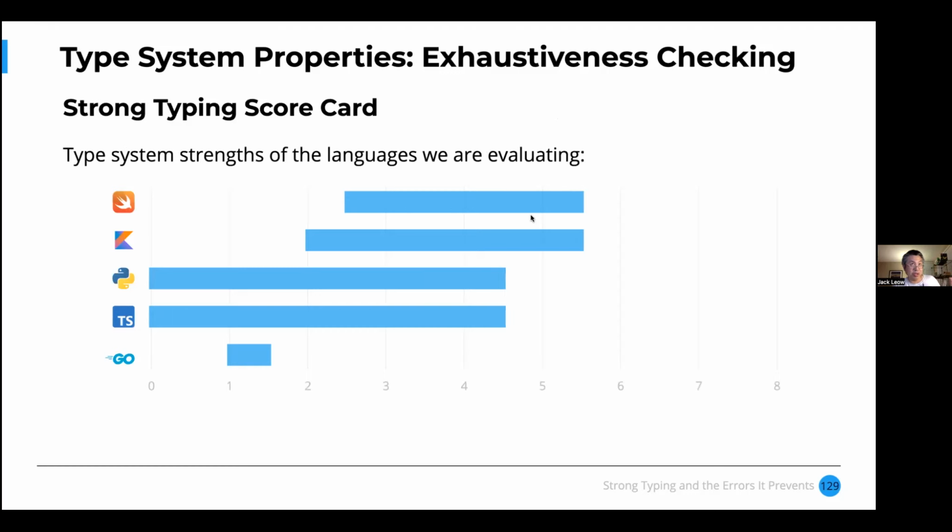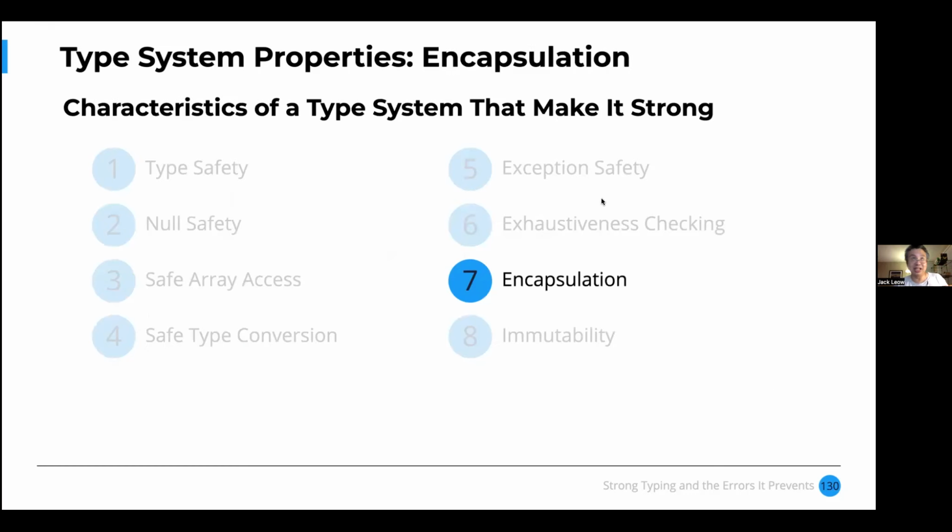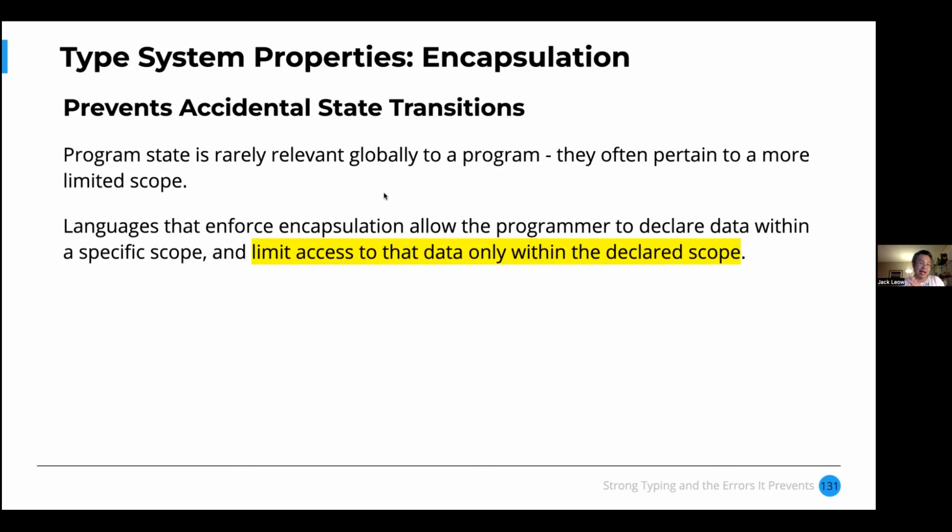So this is where we are. I'm going to try and breeze through because I think I'm running out of time here. Let's talk about encapsulation again. Encapsulation, it's unclear to me that it is really part of the type system, but I want to include it here because it is a feature of a language that allows you to prevent errors at compile time.